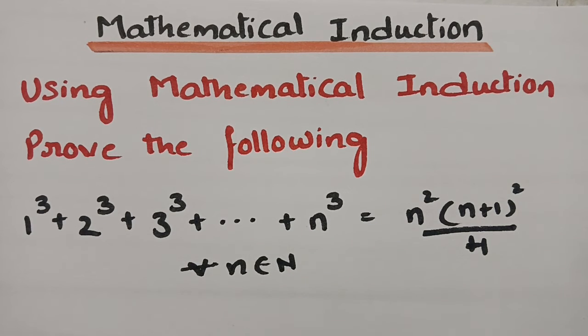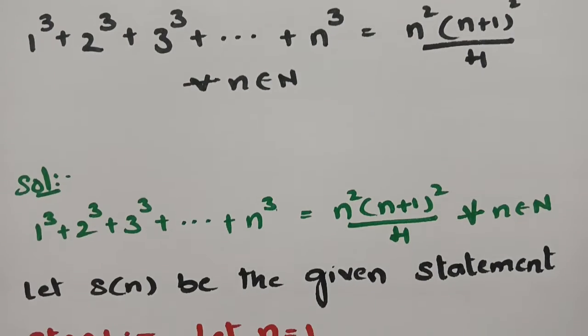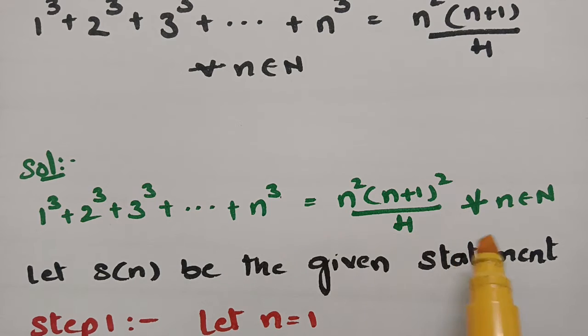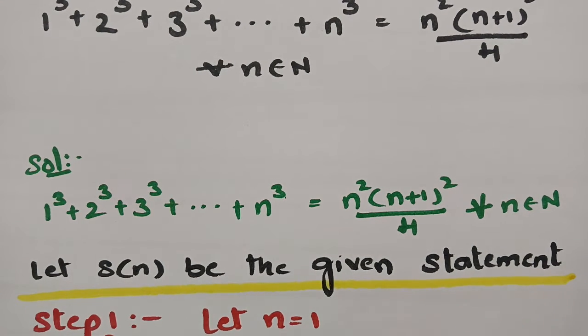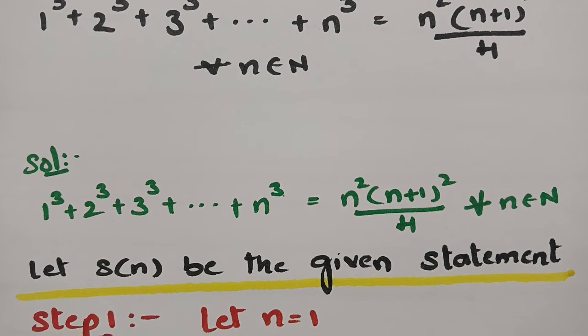So here, what is given? The nth term is given as n cube. So in the solution, first, the question itself, we have to construct as a statement. Let S of n be the given statement. So what is step 1?